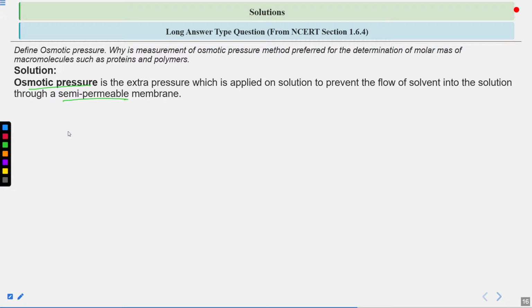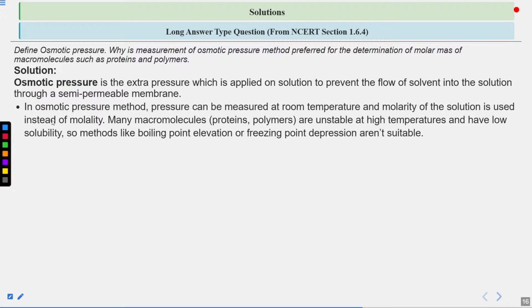Now the answer to our second question. We prefer the osmotic pressure method for the measurement of molar mass of macromolecules. Why? In the osmotic pressure method, the pressure can be measured at room temperature, and the molarity of the solution is used instead of the molality. So first of all, we do the measurement at room temperature, and also we use the solution's molarity, not the molality.